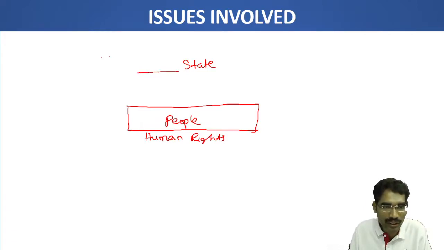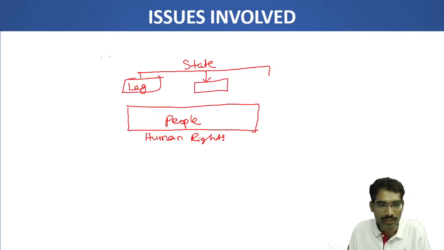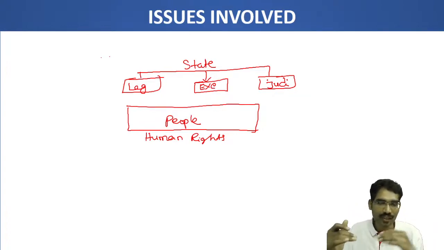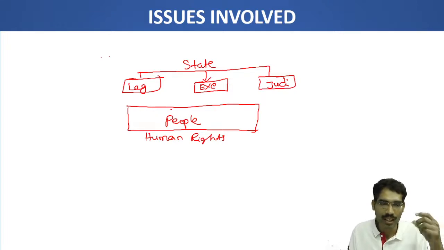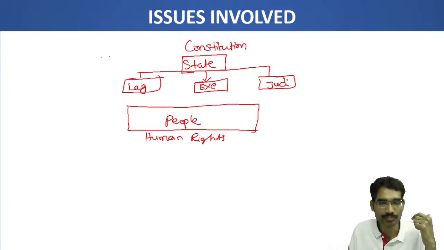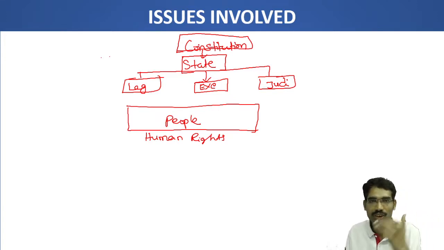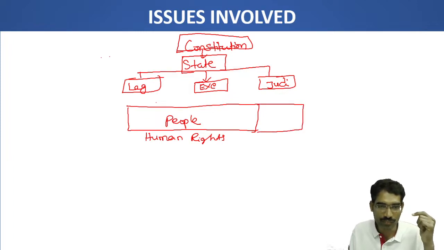These institutions are broadly divided into three parts. One is legislature, another one is executive, and another one is judiciary. So state power is divided among legislature, executive, and judiciary. These organs look after the welfare of the people. Now, there should be a guiding principle. That principle should guide the state also. That is the constitution. So the constitution guides the state, and the state gets its powers from the constitution itself. The powers of the state are divided among three important organs in the Indian context: legislature, executive, and judiciary. And these three organs are there for the welfare of the people.